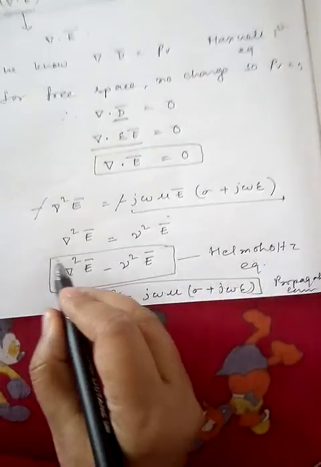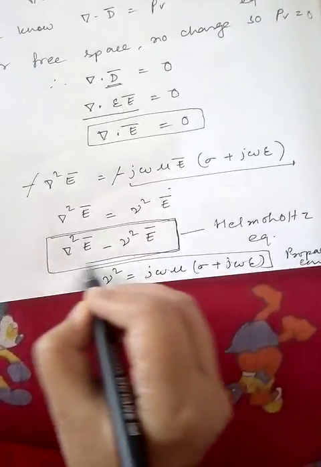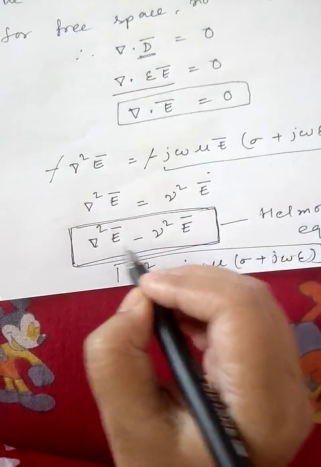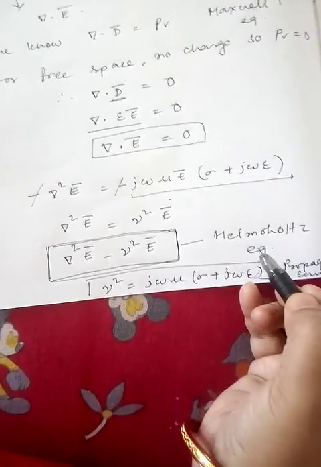So this is the Helmholtz equation for the electric field. Similarly, for the magnetic field, this would be del square H minus gamma square H is equal to 0.